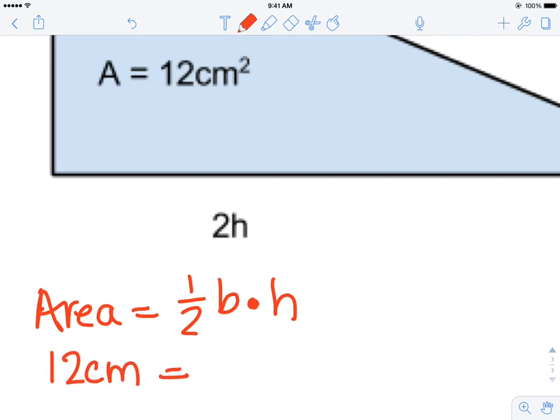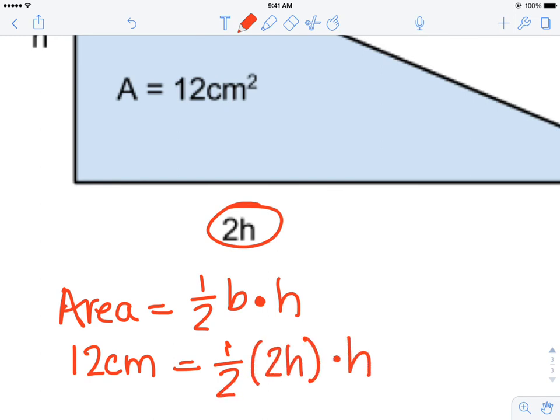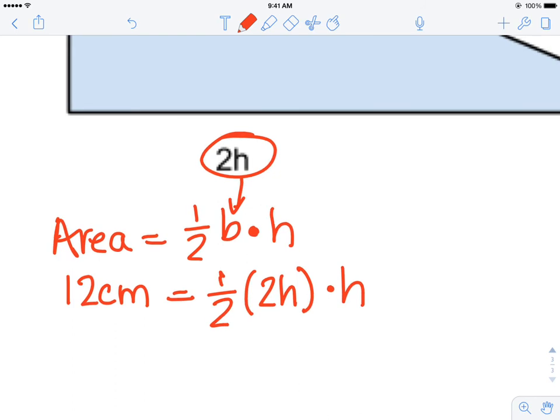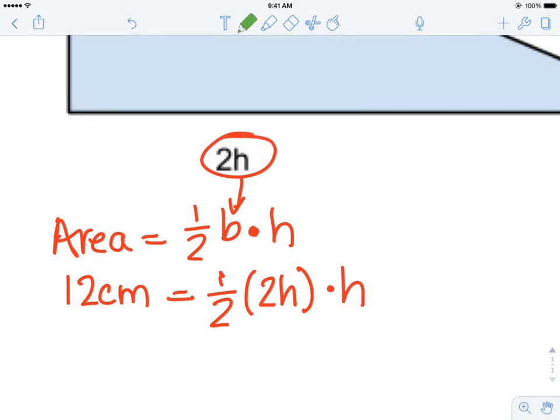I'm also given that the base is actually called 2h. So I'm going to have 1/2 times 2h times h. So I basically just put that 2h in there because they already told me what it is. Now I can simplify this a little because I know that 2 times 1/2 is actually h. So I'm going to have h times h equals 12 centimeters.